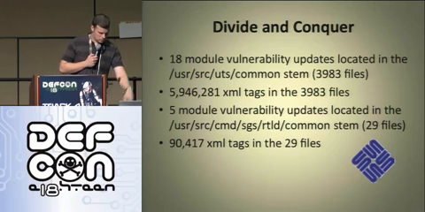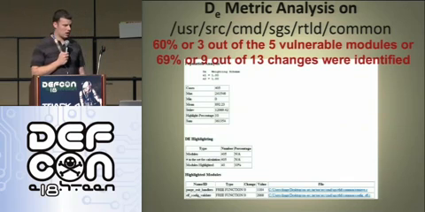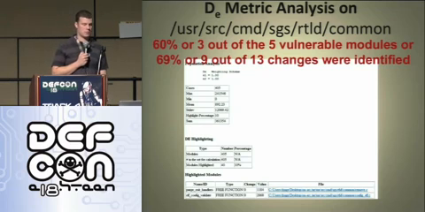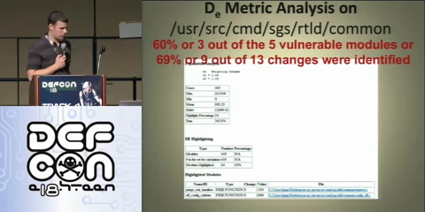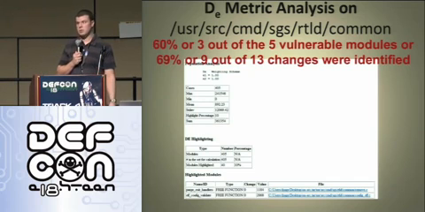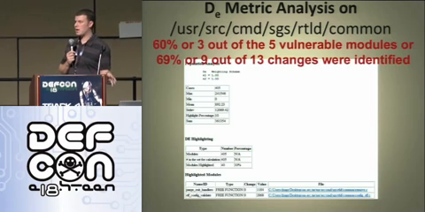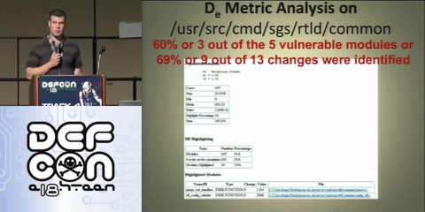So when she got that code to work and pick apart, because I guess there's a lot of weird stuff in there that was messing up her preprocessor engine, once she got that working, we had 60%, or 3 out of 5 vulnerable modules, and 69%, or 9 out of 13 changes, identified, which is pretty good. Not as good as the reliability numbers, but for a system that complex with that much code, we still felt it was pretty good results.